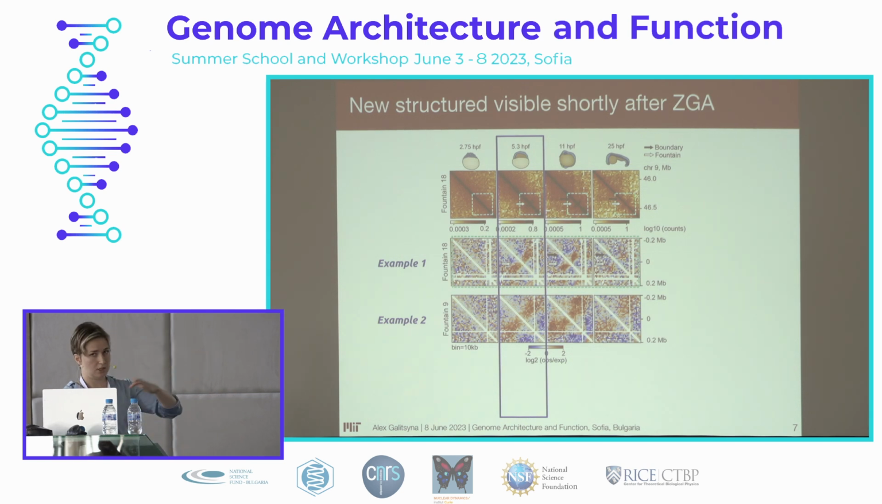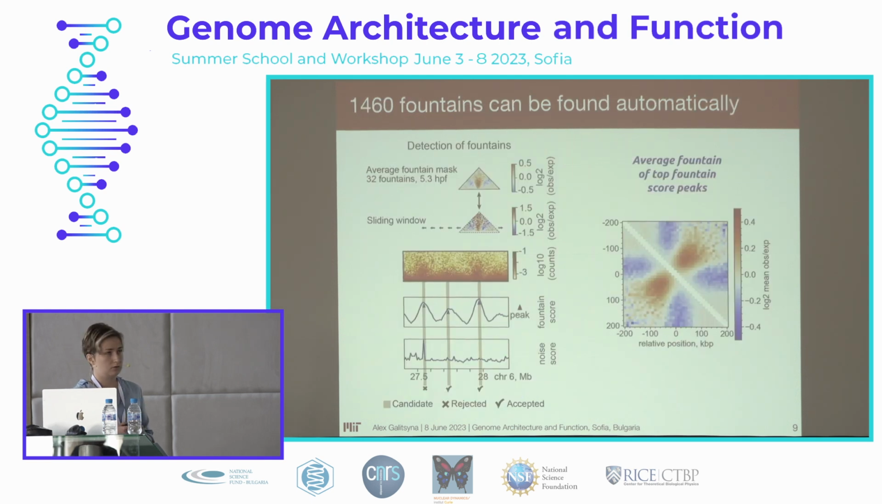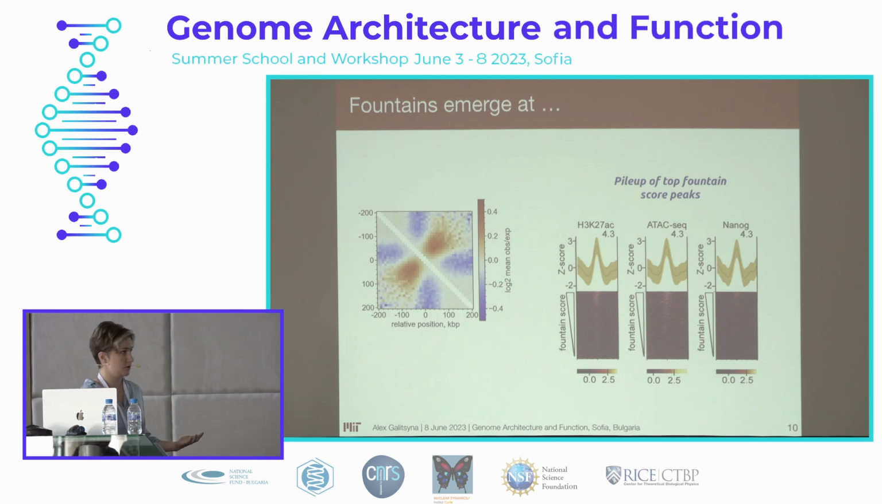If you take multiple locations of these fountains from the genome and average them, you will observe a structure like that. So on average, in a pile-up of Hi-C matrices, you will also observe a nice average fountain. You can actually do automatic calling of fountain patterns from your Hi-C data. We found 1,460 fountains across the whole genome of zebrafish. This is how it looks on average if we take the strongest peaks of fountain score. And then we can annotate these regions that we found as fountains.